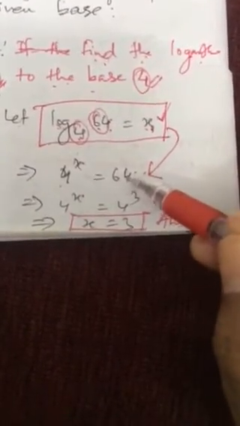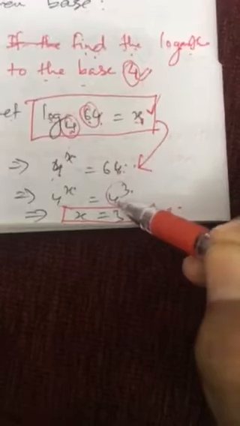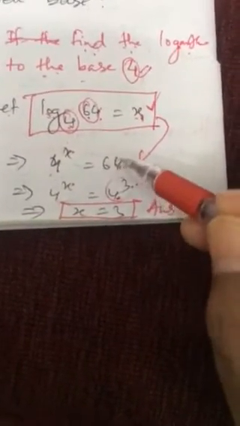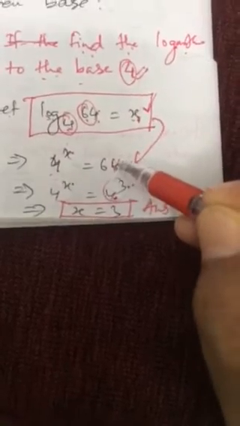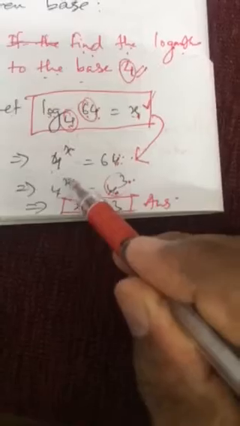Now just to compare, 64 should also be converted into index form. If you multiply 4 three times continuously, 4 times 4 times 4, then we get 64. So 4 to the power 3 is 64. Base is the same. Indices we have already learned, so the powers will be equal. So x equals 3. Find the logarithm of 64 to the base 4: it is 3. We have obtained 3.